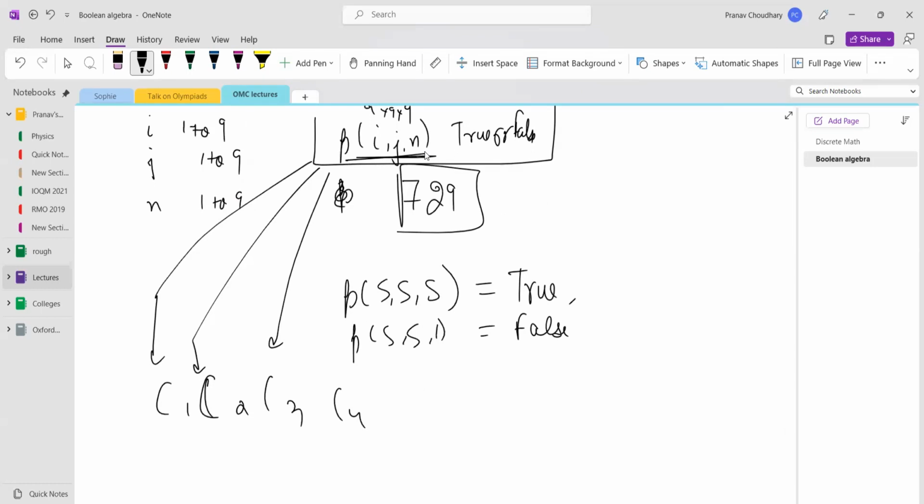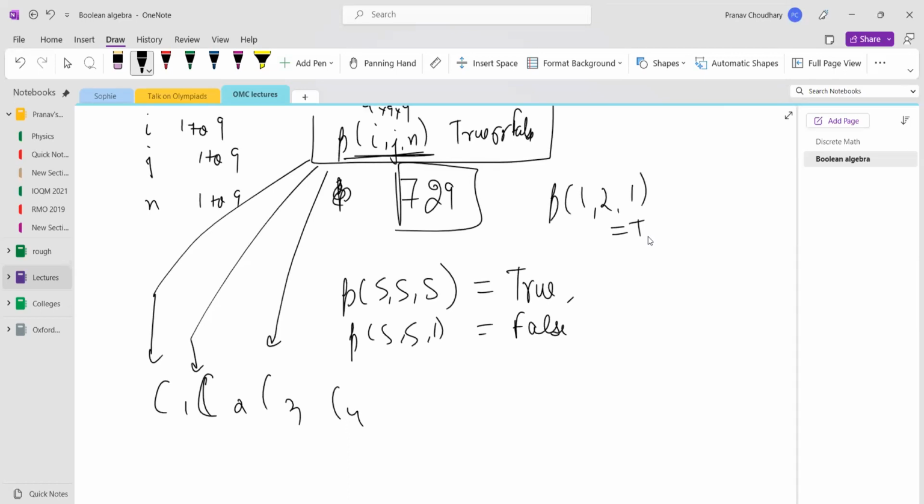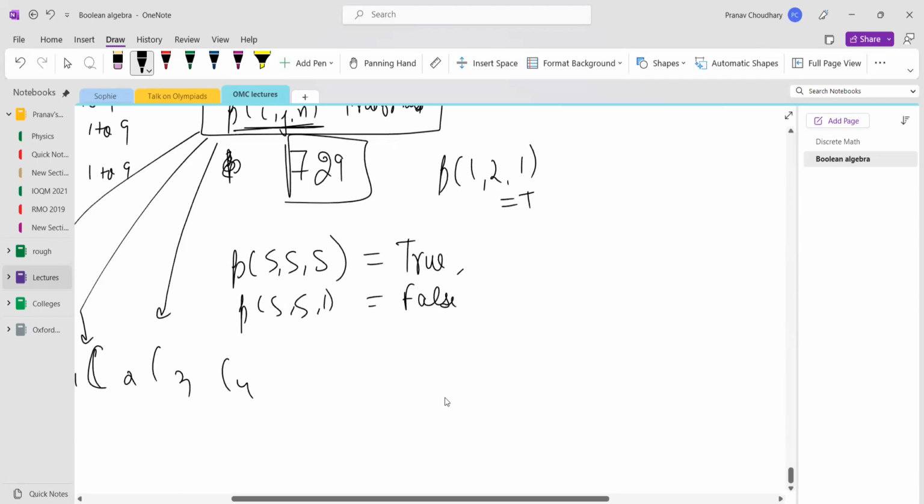Yes, sir. Now I can understand. But we are assigning it ourselves. Like it can be some particular variable, let's say P(1, 2, 1). This can be true or false as per our will. We are checking over all such iterations.